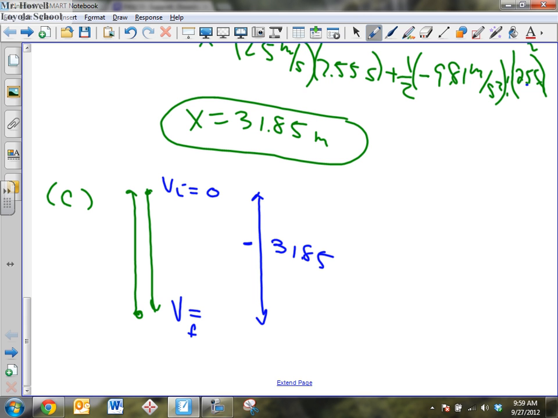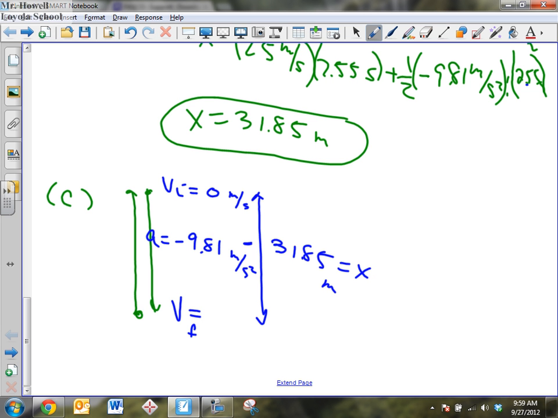So we think of this problem as a VI of 0, a displacement of x equals negative 31.85 meters, and we're trying to find the final velocity. The acceleration is still the same. What is it? Good, negative 9.81 meters per second squared. So this problem is like a symmetric problem to the original. You see the symmetry involved here? Now we have an initial velocity of 0, and we're trying to find the final velocity instead.